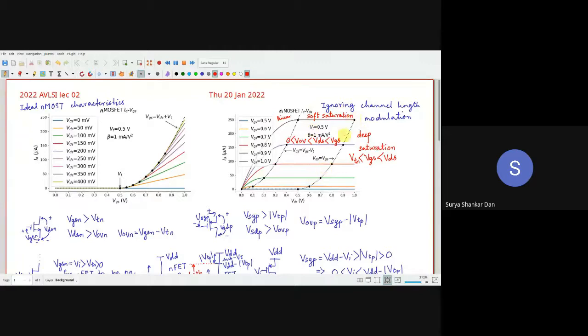This part, you just keep at the back of your head, the deep saturation. The reason why I drew this is because later on, when we do the channel length modulation, you will find the slope. Then I will compare this diagram with the one where you will find a slope, and we will do some mathematical analysis for that also. Okay. All right. Very good.